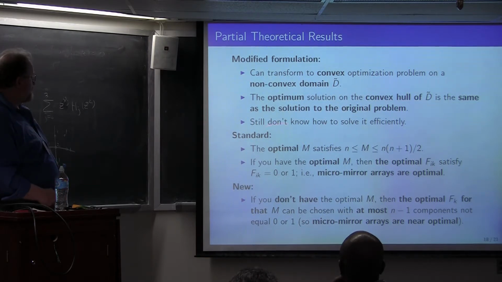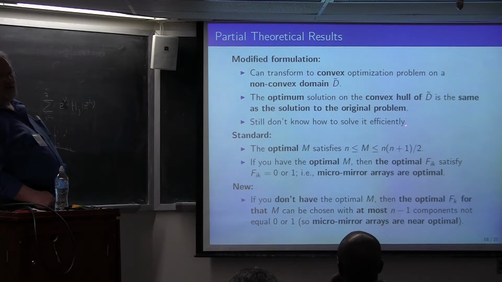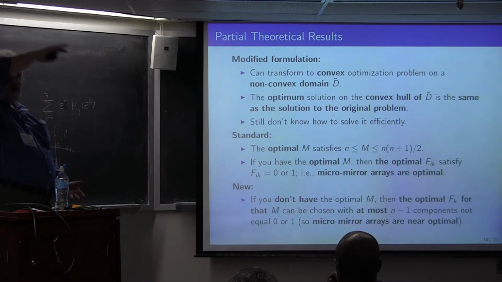Okay, this is standard. The statisticians know this. The optimal M, number of measurements, has to be at least the number of chemicals. It has to be full column rank. But it might be up to n times n plus 1 over 2. So if you have 20 chemicals, you would have 210 measurements. You take your time, you divide it up into 210 parts.